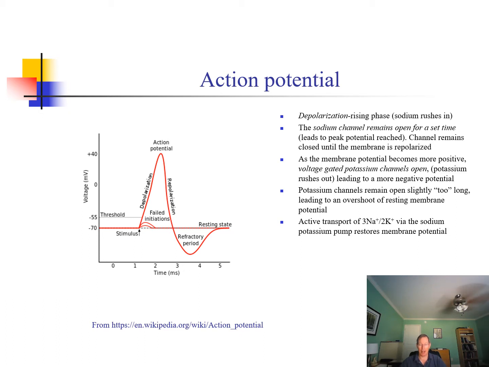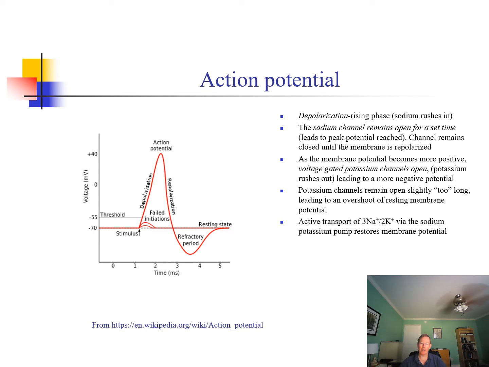At the same time, as that membrane potential rises above a certain positive threshold, it will open up voltage-gated potassium channels. Potassium is present in higher concentrations on the inside of the cell versus the outside, so that will cause potassium to move outward from the cell and make the potential more negative.